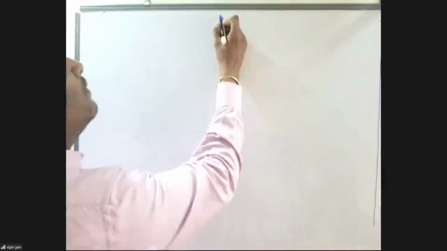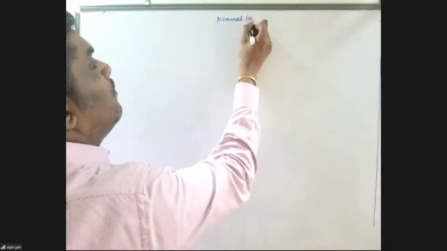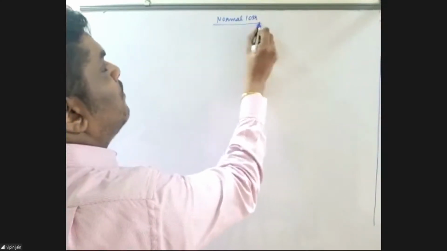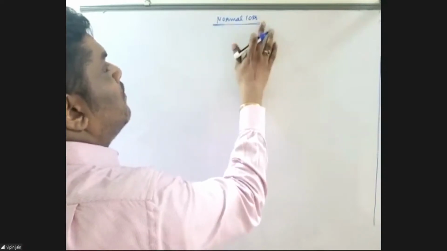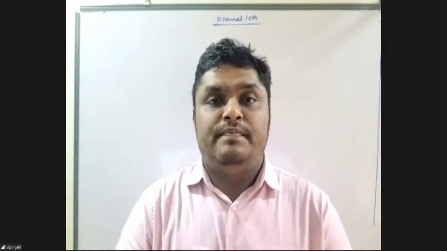So now let's proceed further. We are done with the basic process account, that is how to prepare basic process account. Now let's move towards the next part of the chapter, that is normal loss. Now, what is normal loss? So let's start with normal loss.